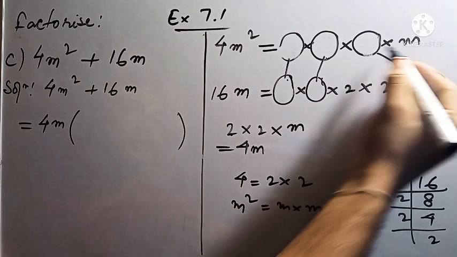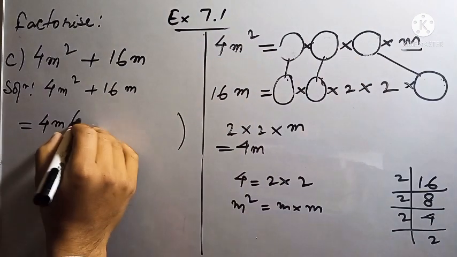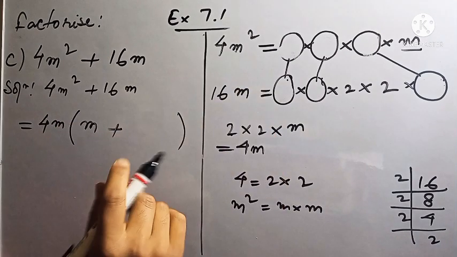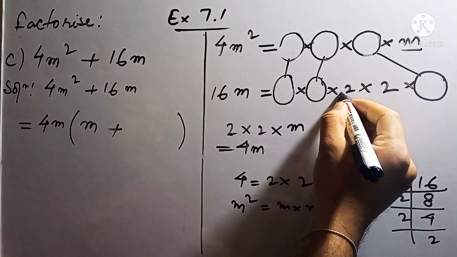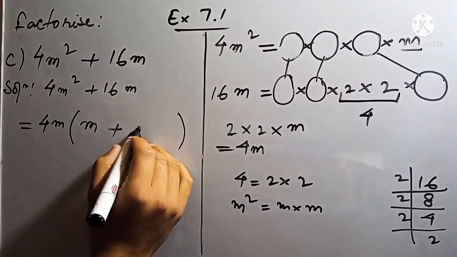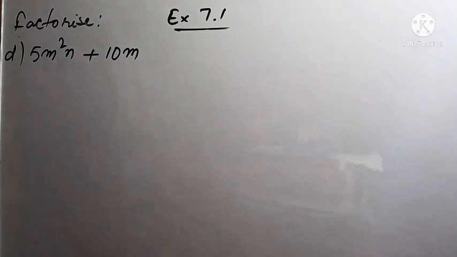And here, from 4m square, we have just m here. So this m let me write here. We have plus here now. And what about this? From 16m, after removing the common factors, I have just here 2 into 2. 2 into 2 means we have 4. So I'm going to write here 4. Now we have completed the factorization of this question number C. Now we are coming to question D.